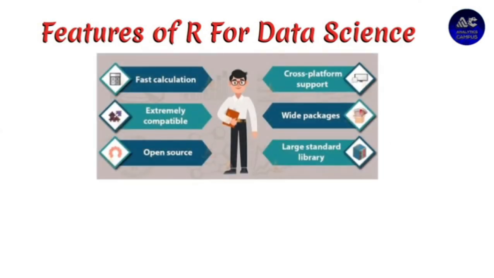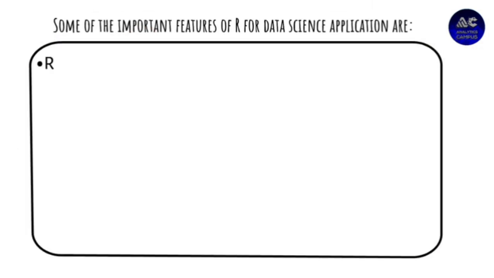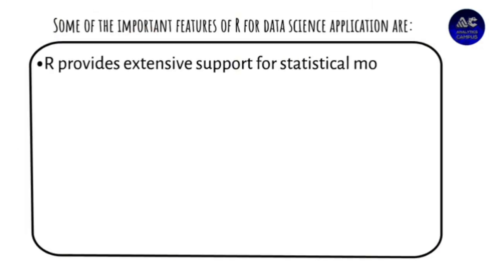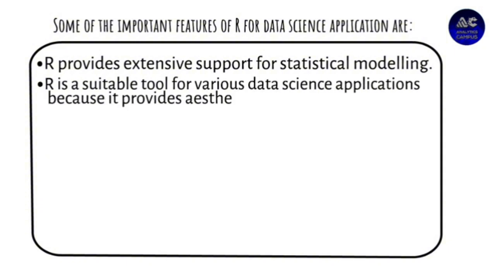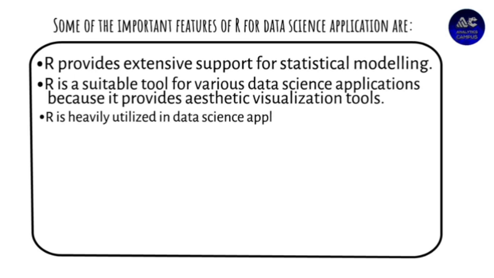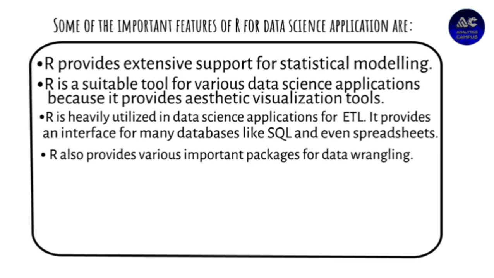Some of the important features of R for data science applications are: R provides extensive support for statistical modeling. R is a suitable tool for various data science applications because it provides aesthetic visualization tools. R is heavily utilized in data science applications for ETL, extract, transform, load. It provides an interface for many databases like SQL and even spreadsheets. R also provides various important packages for data wrangling.